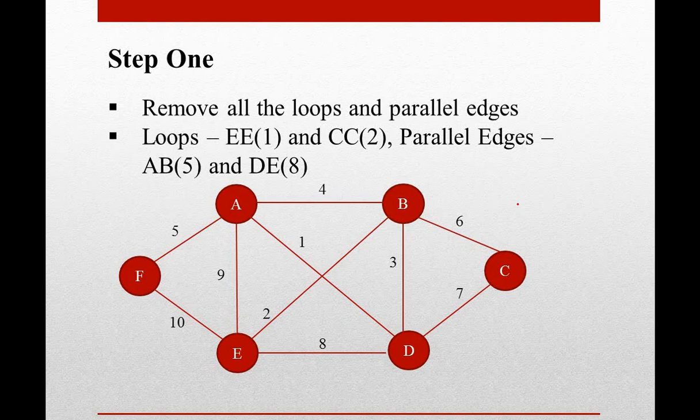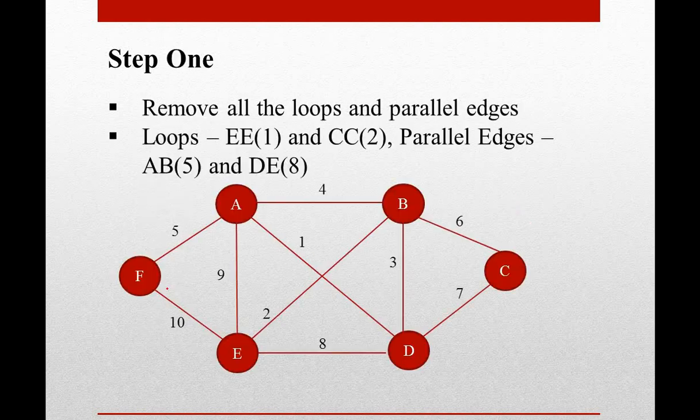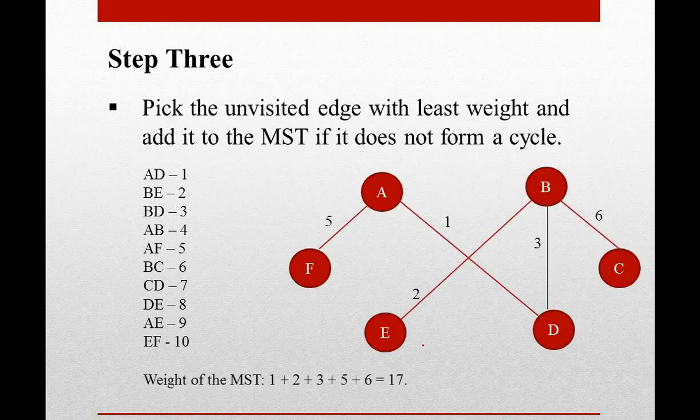Let's go to the next step. What is the next step? We need to sort the edges according to their weights. So we have 10 edges here. Each edge has a weight. In this case, AD is the one with the least weight, followed by BE, followed by BD, followed by AB, AF, etc. So all the 10 edges are ordered according to their weight. So the second step is also done.